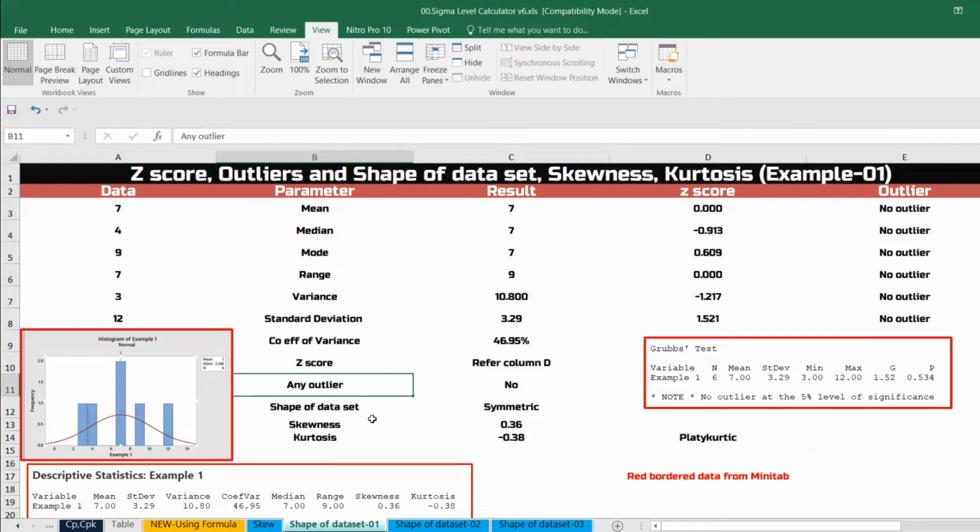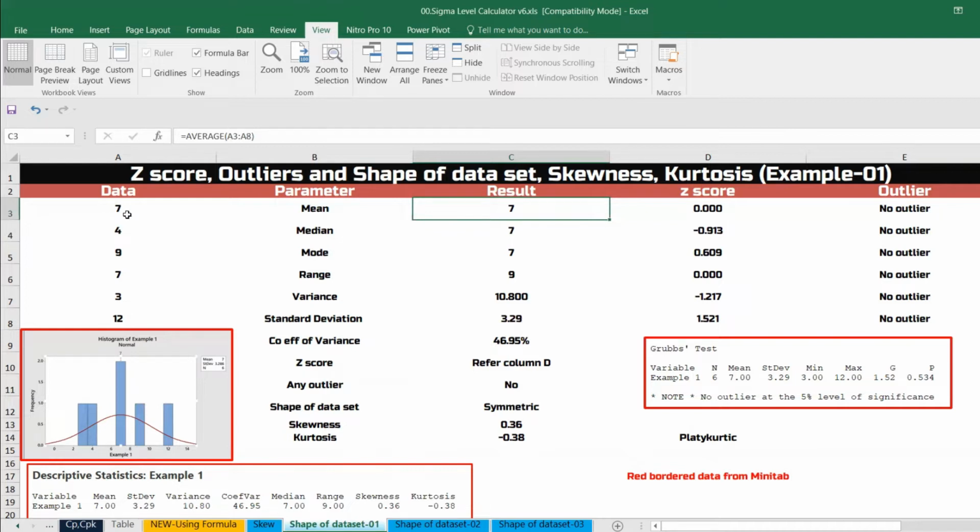Then the shape of a data set and skewness, and the curve. In the previous video I talked about skewness, and that also we're going to do. And kurtosis also we're going to do. So as you can see here, all these come with the formula, and the same thing you can also learn from Minitab as well. Let's talk about this one.